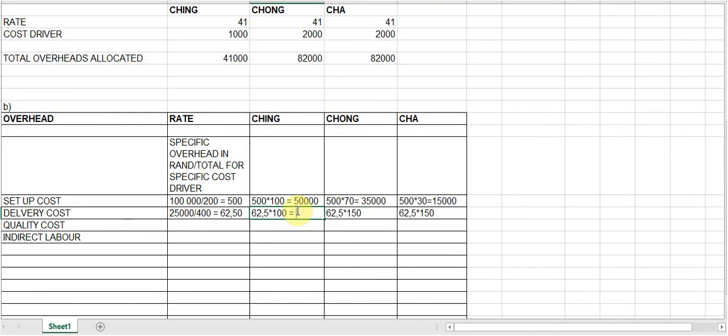If I do this calculation, I should get 6,250. 62.5 times 150 is 9,375.